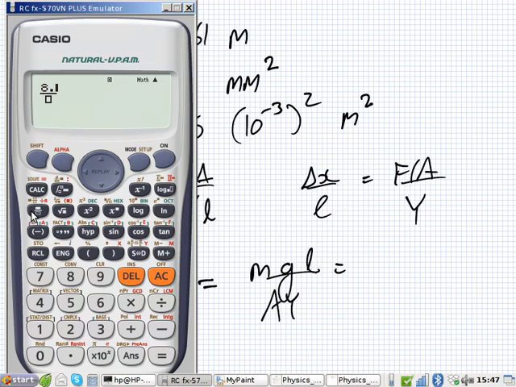8.36 times 9.81 times 2.461 over 1.25 times 10 to the power of minus 6 times Young's modulus, which is 2.01 times 10 to the power of 11. So this should be a small number. It is. Let's put it into millis. Not even a millimeter. I think I might have put in something smaller, like micro. 803 micrometers.